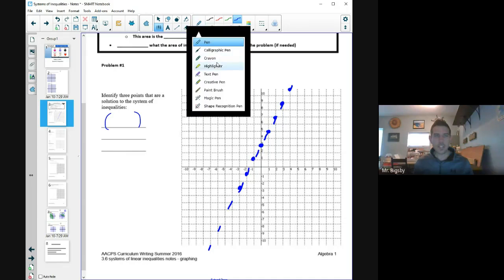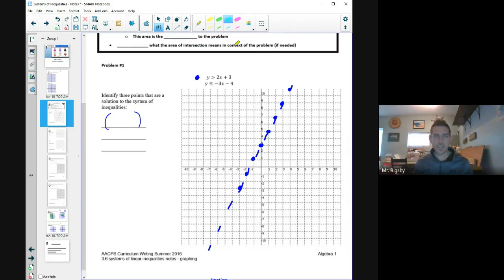Remember, the line itself is not actually the solutions. Our solutions are going to be some number either above or below this line. And the way we do that is we test an ordered pair. The easiest ordered pair to test is 0, 0. So let's see, is 0, 0 a solution to this first inequality?